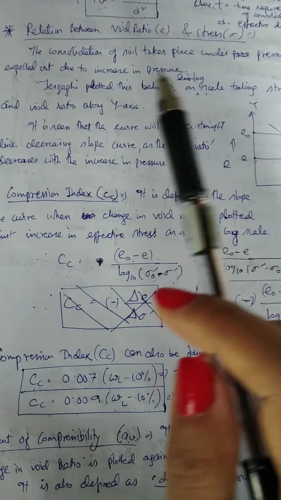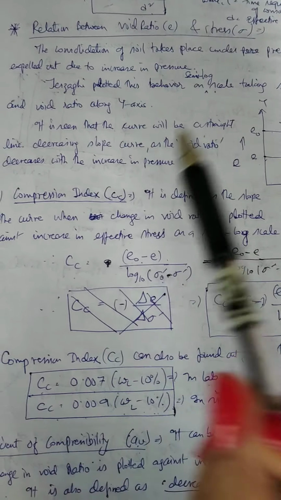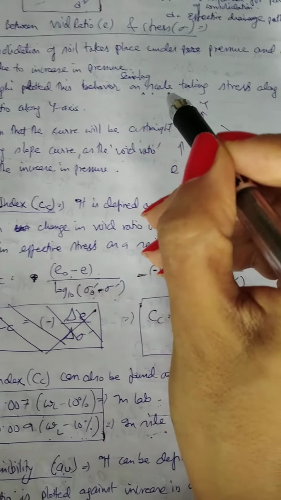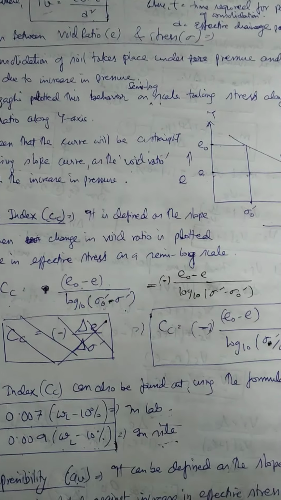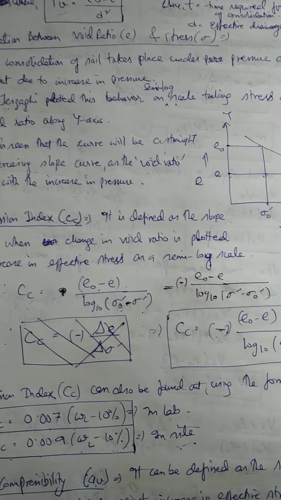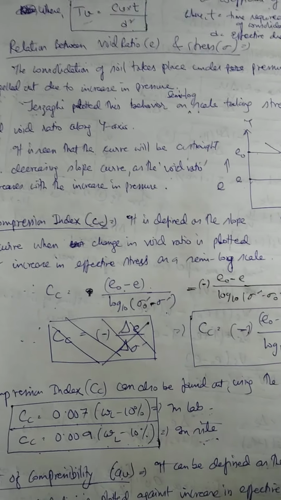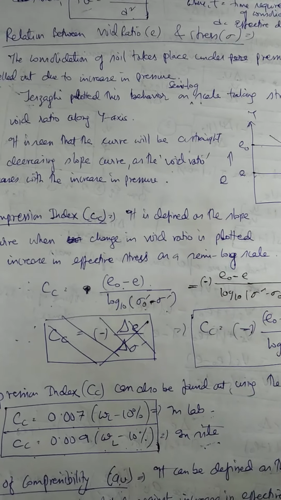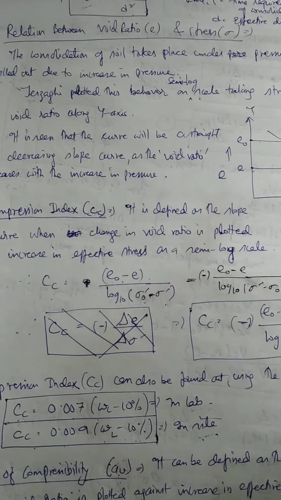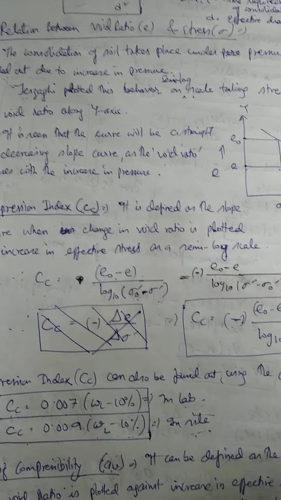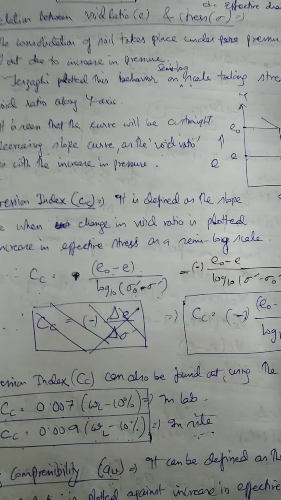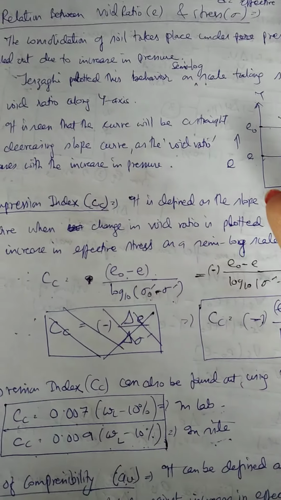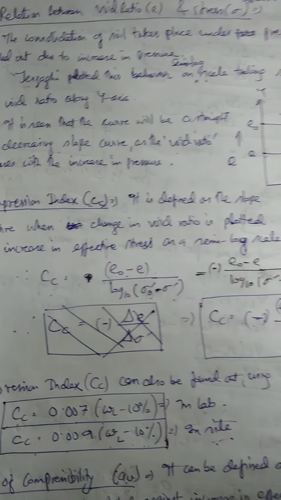Usually what happens is when the consolidation of the soil takes place, whenever there is a certain increase in pressure under loading, the water from the voids is expelled out, right? So what is the relation between the stress and the void ratio? With the increase of stress, there will usually be a decrease in the void ratio. And since all the water is being expelled out, the volume of the voids will reduce.